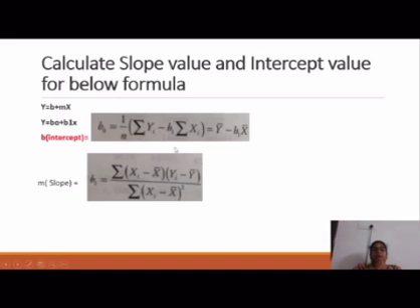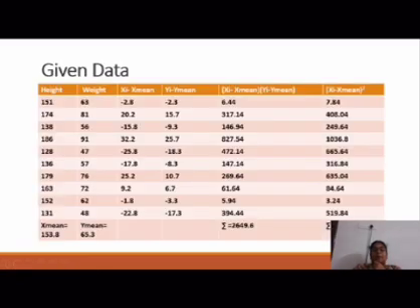Okay. So how will you calculate b0 and b1? That you have to calculate with this formula. How will you apply this formula? Here, see, height and weight are given. xi mean, yi mean. So xi is the mean of all the heights. How will you calculate the mean?